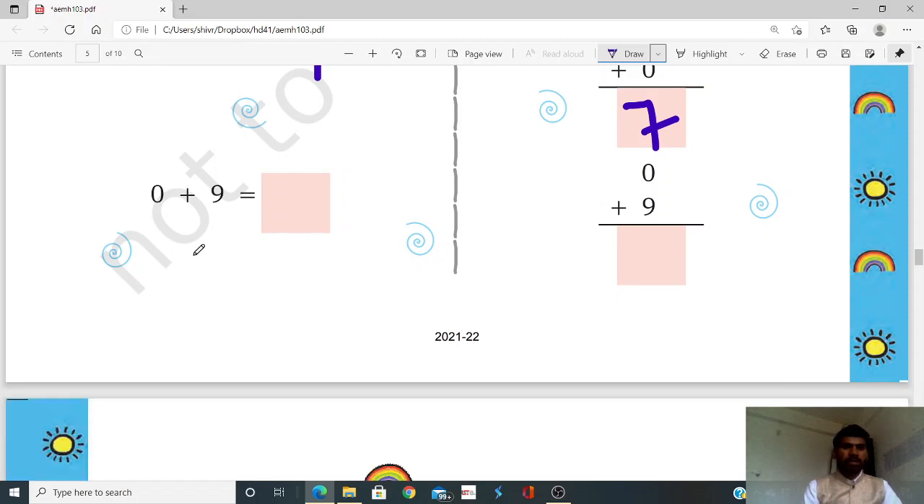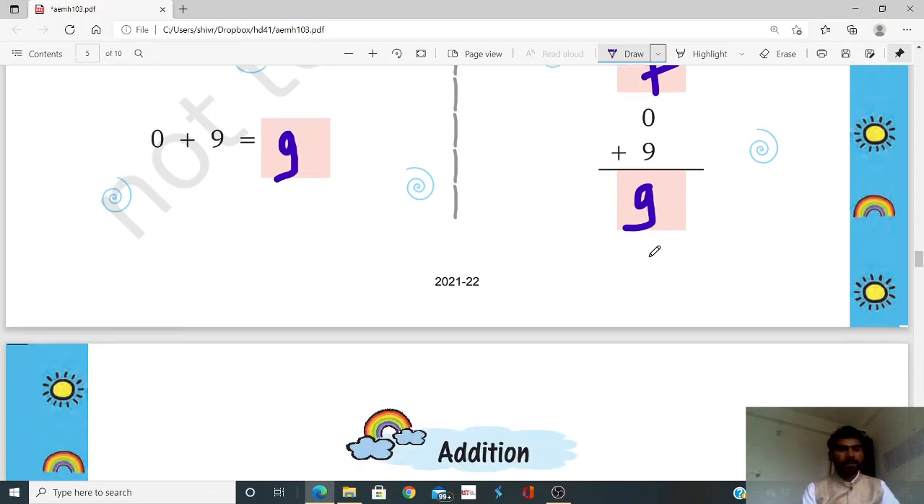Okay. 0 plus 9 means 9. I have already told you, when we add 0 to any number, our answer will be the same. 9 means 9 plus 0 means 9.